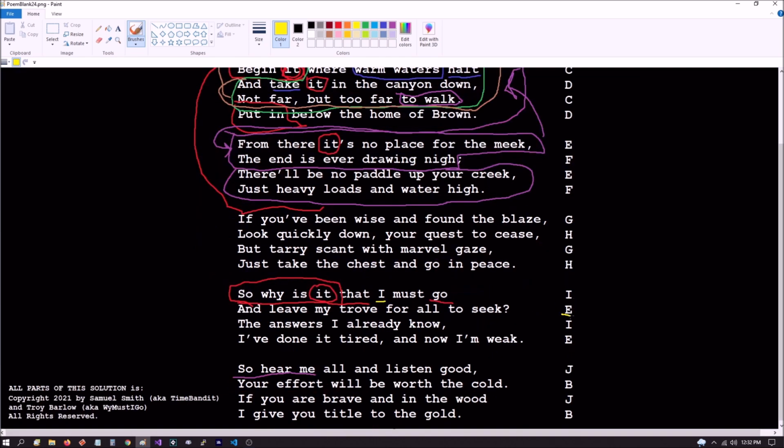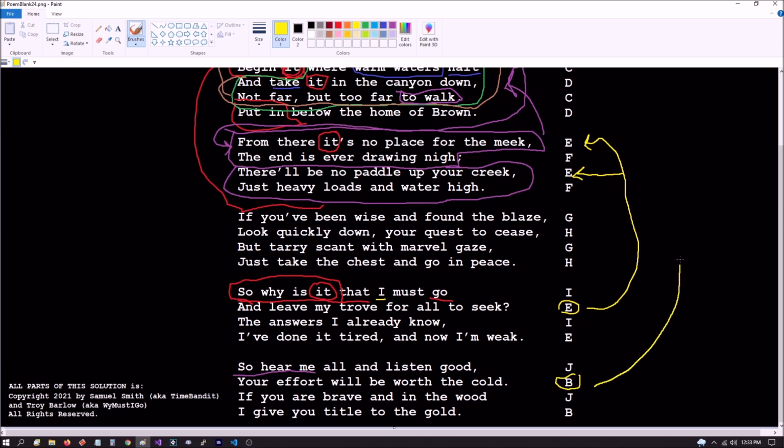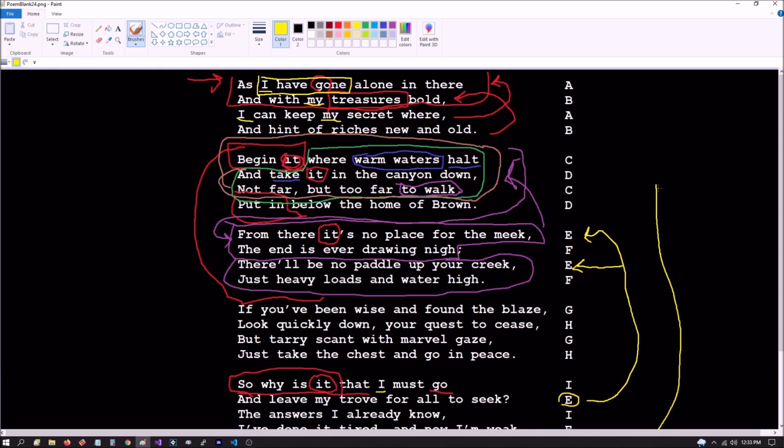So this is important. This is referring back. This is not A, B, A, B. This is I, E, I, E. Yeah, the stanza rhymes with itself, but it also is rhyming back up. It's going back up to E, and it's going back up to E on this line. Okay, so this whole stanza is related to that. And then when we get down here, it's going all the way back up to B. That's what he means by taking a look at the big picture.